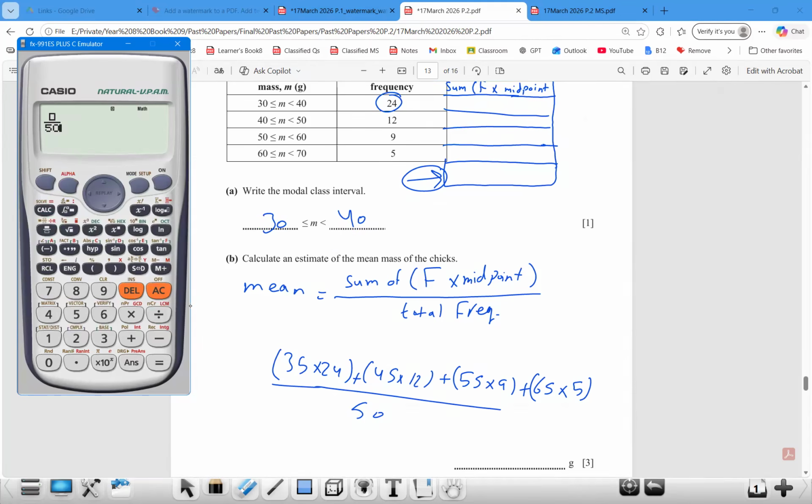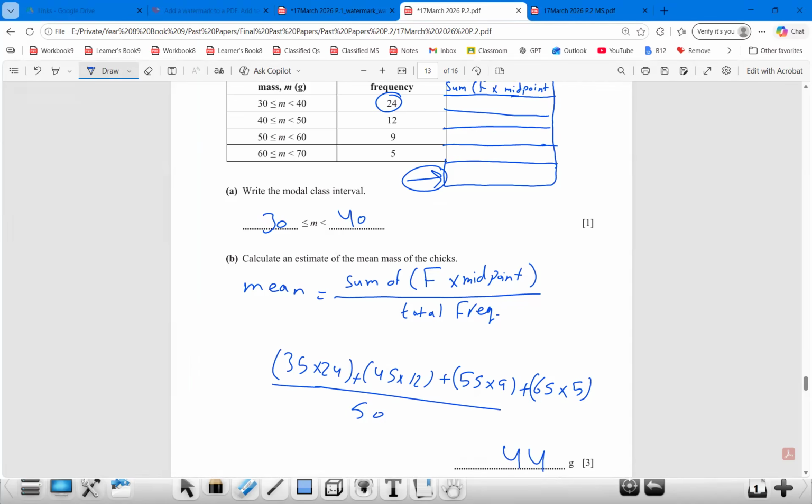So open the calculator and you can do it up there. 35 times 24 plus 45 times 12. You can even do that without brackets because of the order of operations. Here, you're going to do the multiplication first. You will be forced to. 55 times 9, let me focus so that I don't make any silly mistakes, plus 65 multiplied by 5. Here you go, equals 44 exactly after the division. So it is 44 grams.